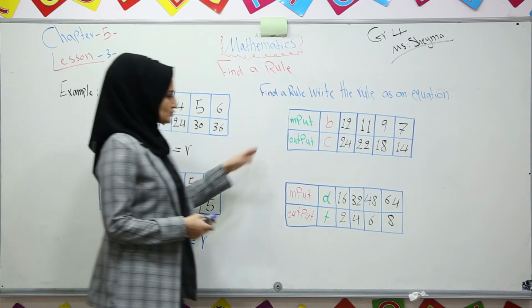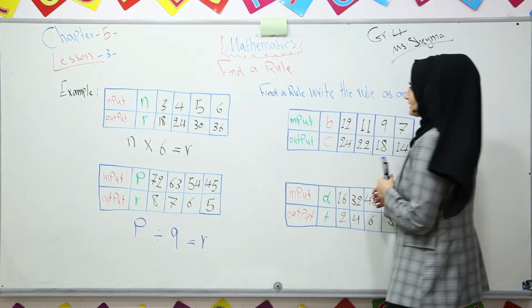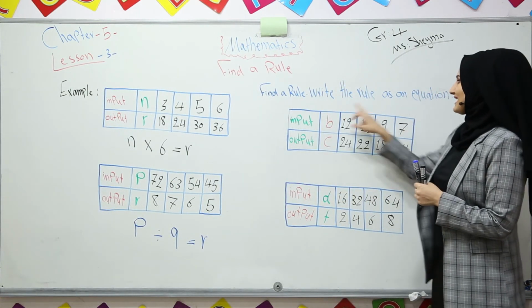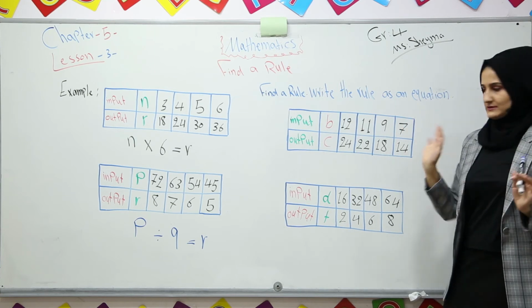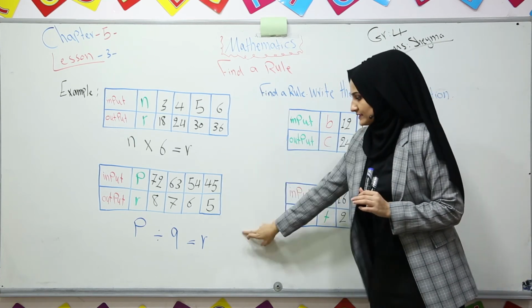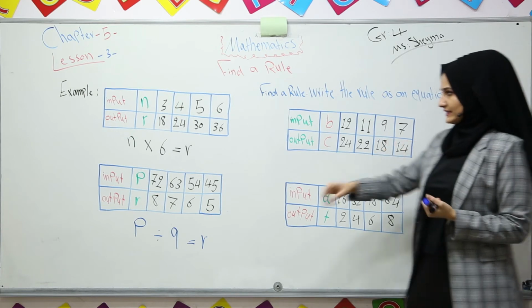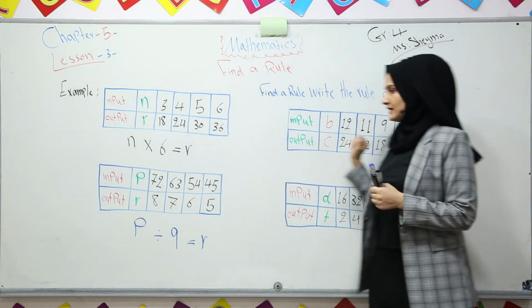We have this as another equation. Let's practice together. Find a rule. Write the rule as an equation, just like this. You know, in an equation we have an equal sign.